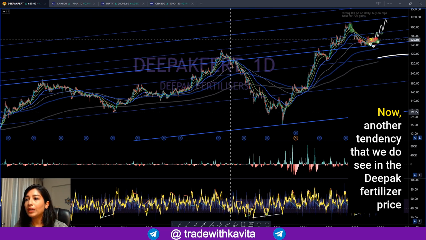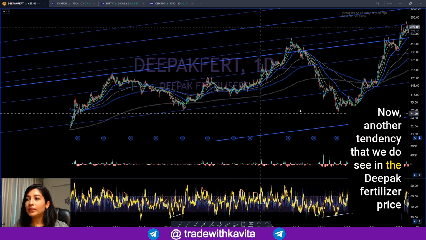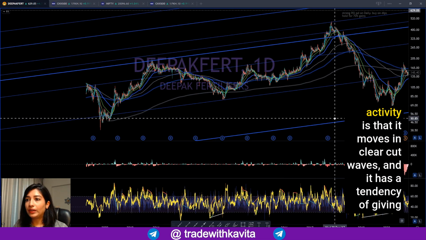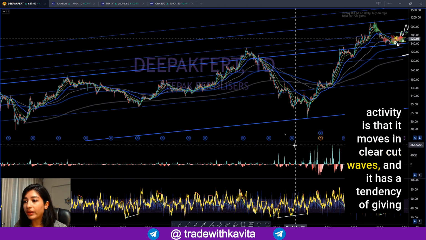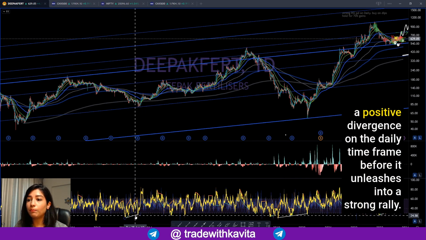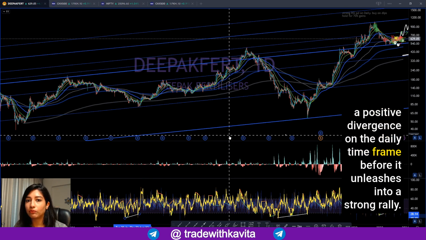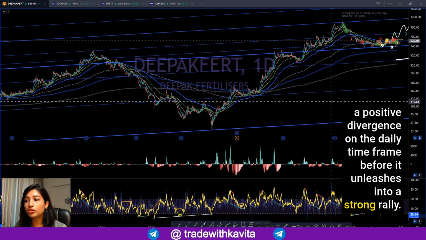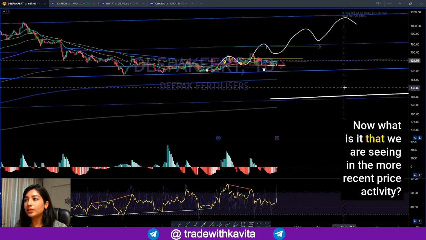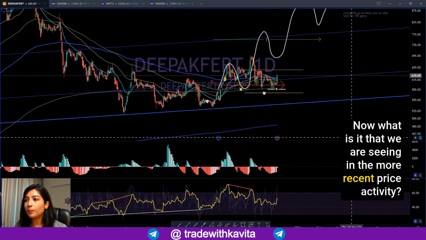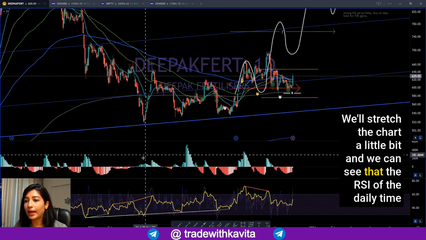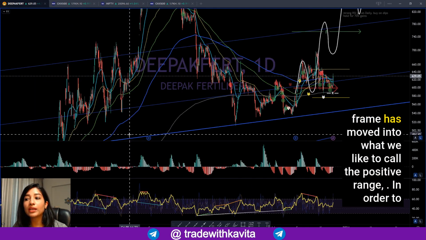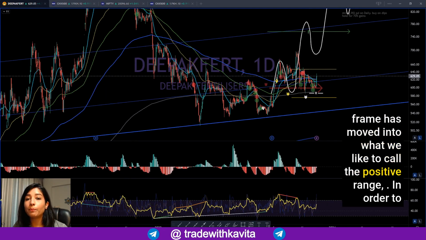Now, another tendency that we do see in the Deepak Fertilizer price activity is that it moves in clear-cut waves, and it has a tendency of giving a positive divergence on the daily time frame before it unleashes into a strong rally. Now, what is it that we are seeing in the more recent price activity? We'll stretch the chart a little bit and we can see that the RSI of the daily time frame has moved into what we like to call the positive range.